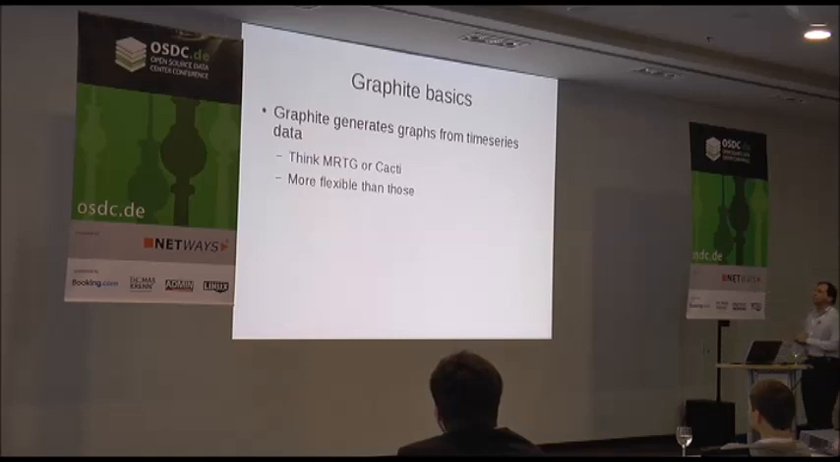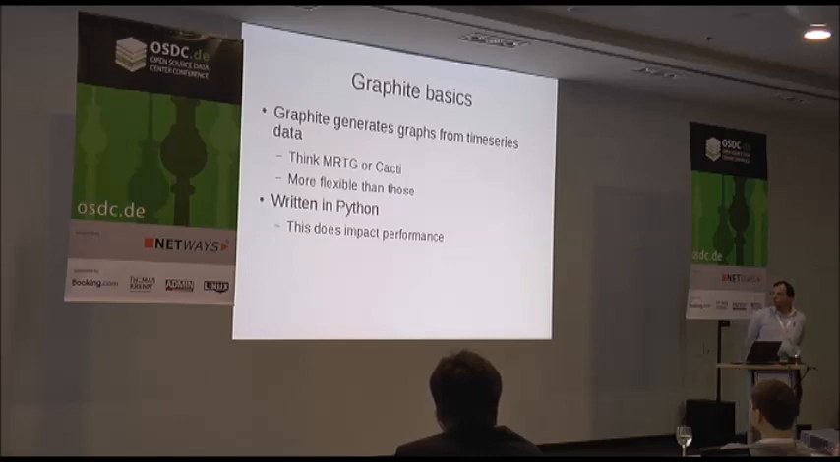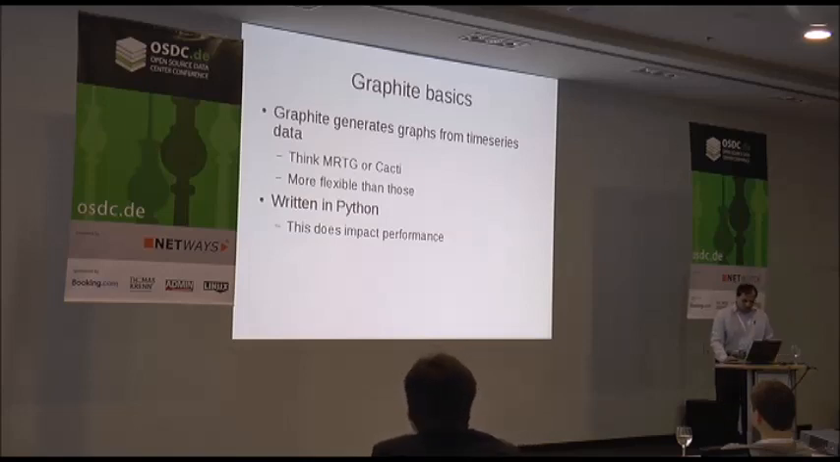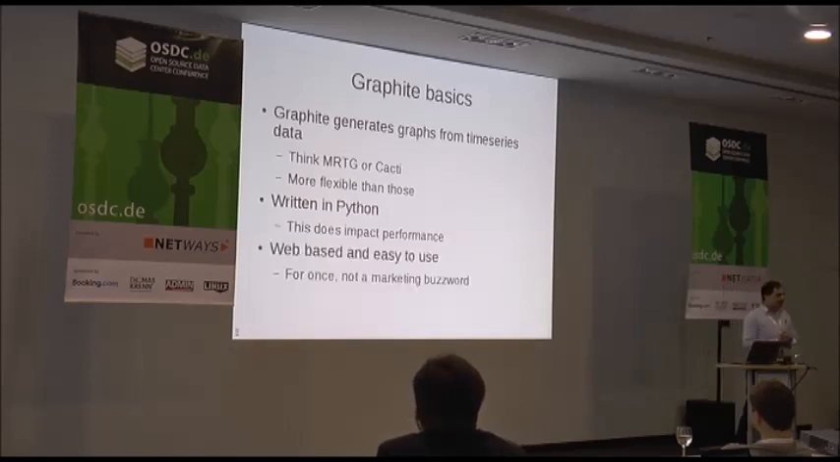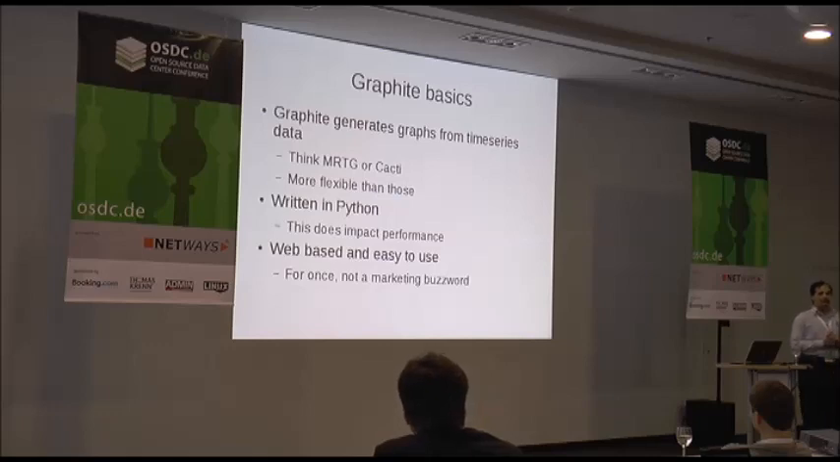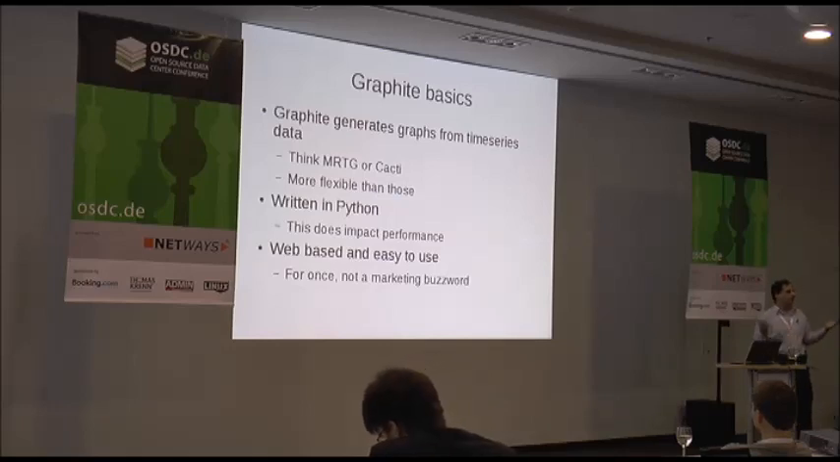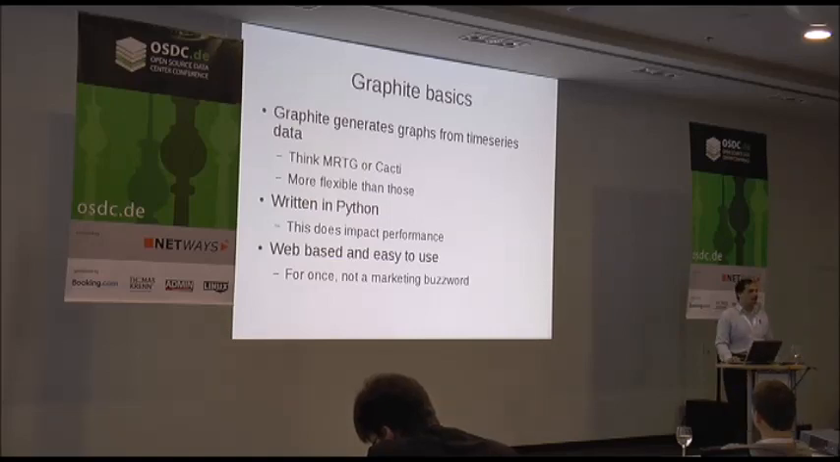So, Graphite basics: it generates graphs from time series data. It's more flexible than MRTG or Cacti or any of those static rendering tools. It doesn't quite yet do fancy front ends, but you can always write your own. It is written in Python, and at our scale it does have a performance impact, but for most people it shouldn't matter. It's web-based and easy to use, and I seriously mean it: if you can generate a graph in Excel, you can do it in Graphite. It helps a lot when you're doing business metric stuff.